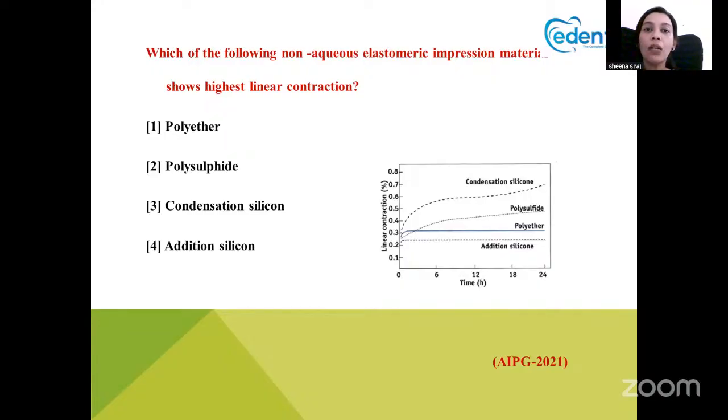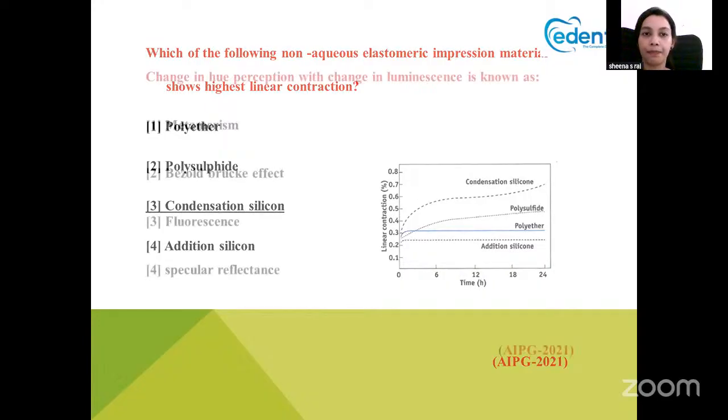So whenever we deal with condensation silicone and polysulfide, we should always pour it as soon as possible because they have the capacity to show higher linear contraction, while the polyether and addition silicone can be poured a little later because the linear contraction is less compared to the condensation silicone and polysulfide materials. So the answer for this question is condensation silicone. It is most common for condensation silicone, followed by polysulfide, polyether and addition silicone.